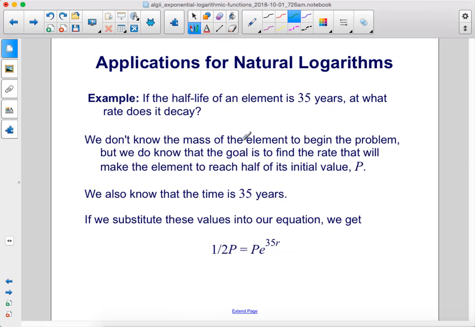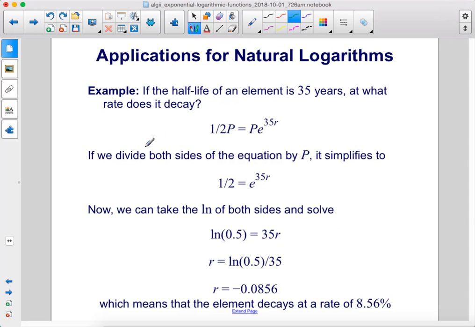We don't know the mass of the element to begin the problem, but we do know that the goal is to find the rate that will make the element reach half of its initial value P. We also know that the time is 35 years. If we substitute these values into our equation, we get 1/2 P, which is the amount remaining after 1 half-life, equals P, the amount we start with, times e to the 35 times r power. If we divide both sides of the equation by P, they cancel out. And this simplifies to 1/2 equals e to the 35r power.